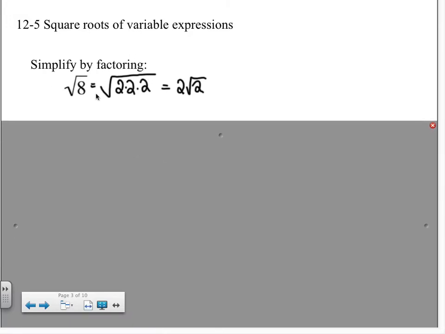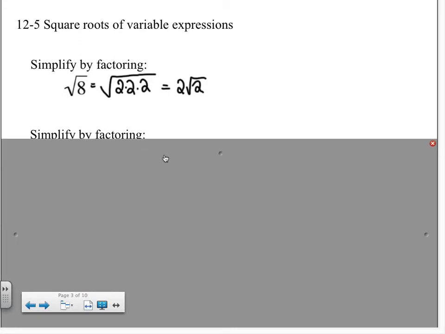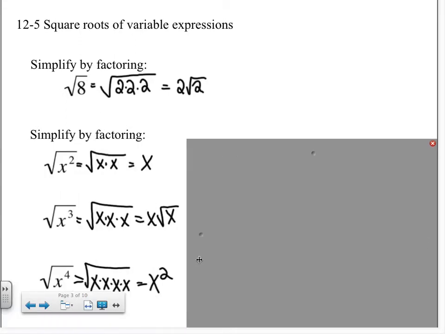Okay, so we would have the square root of 2 times 2 times 2, which we know would simplify to 2 root 2, because we were looking for pairs of 2's there, because we know we could pull one of those 2's out. So it's the same thing with variable expressions. So if we're looking at, say, the square root of x squared, that's really the square root of x times x, which would just be x. So it works the same way with variables.